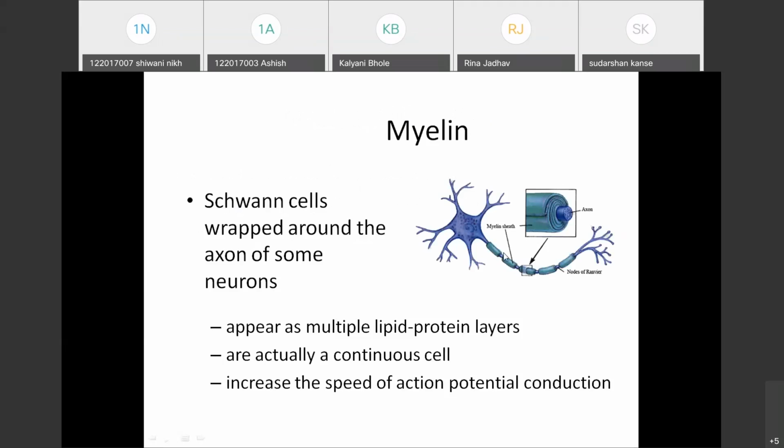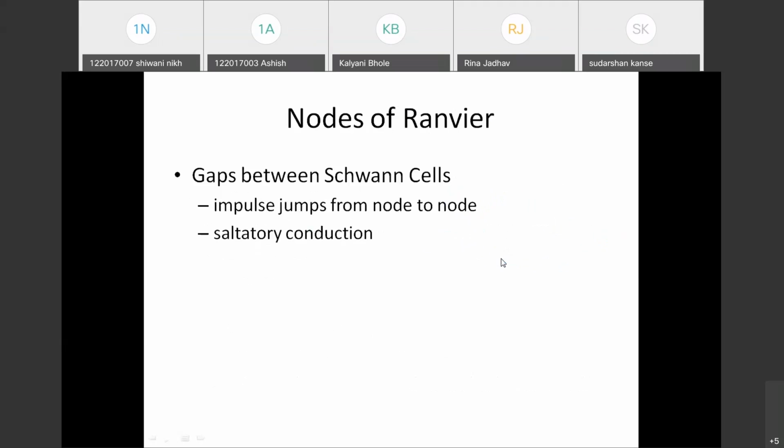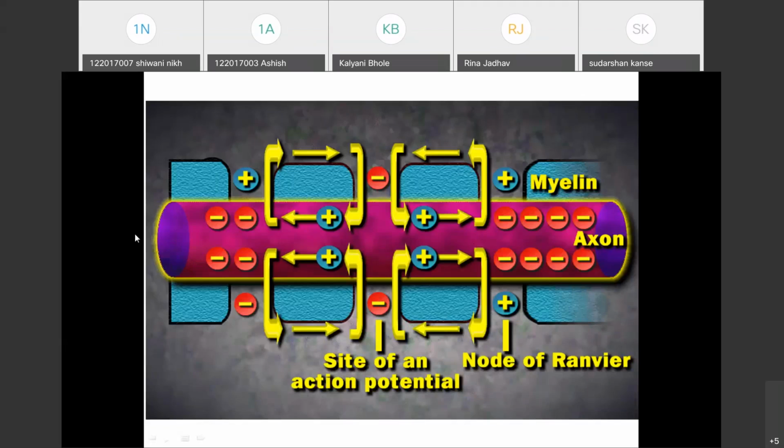Schwann cells are the cells that make up the myelin sheath, so it is made up of these cells. The gap between them is called the node of Ranvier. Impulses jump from node to node, and this is how conduction happens. So we'll see, this is the cross section of the neuron. You can see here how the signal travels.